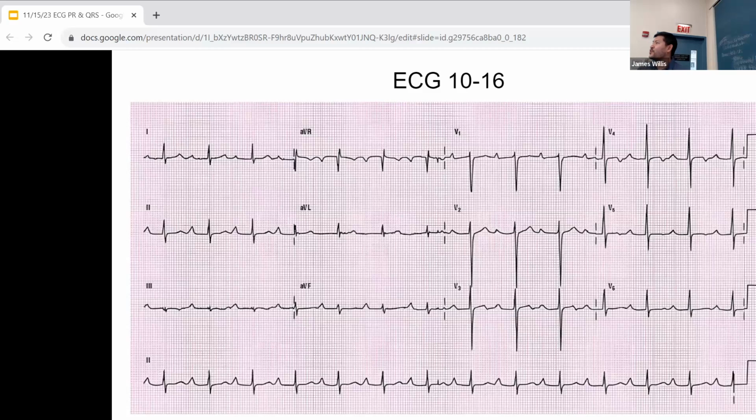First degree. What makes you say first degree? Yeah, the PR interval is very long. Is this sinus rhythm? Looks like it. Anything else abnormal about this EKG?